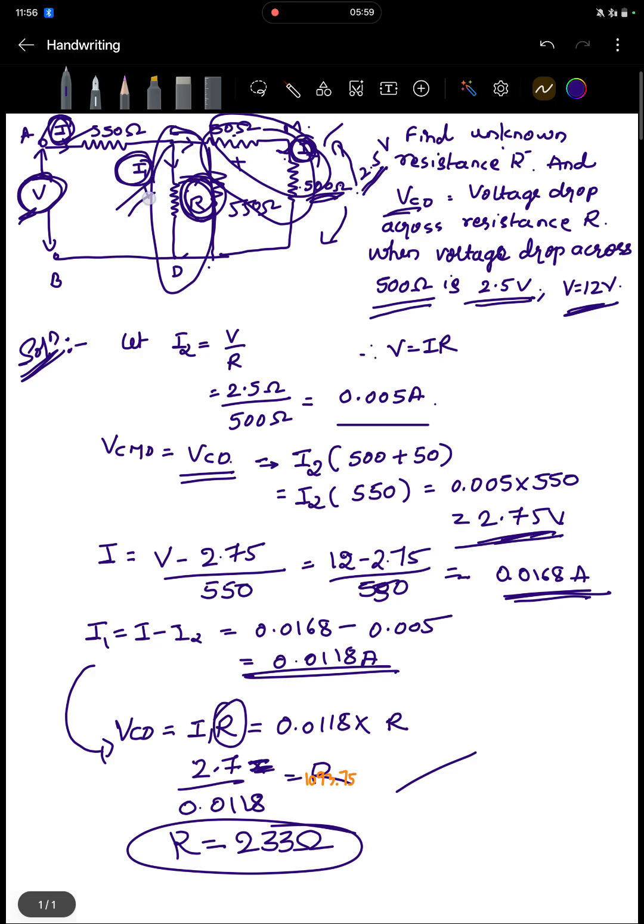This will be calculated as the voltage across this resistance is VCD, this is known, and I1 is known. So what is unknown here? R. So we know the formula, Ohm's law, V is equal to IR. So VCD is equal to I1 into R. So we will get 233 ohm.